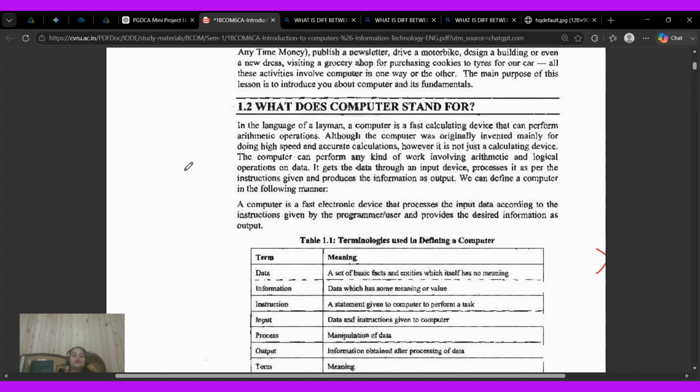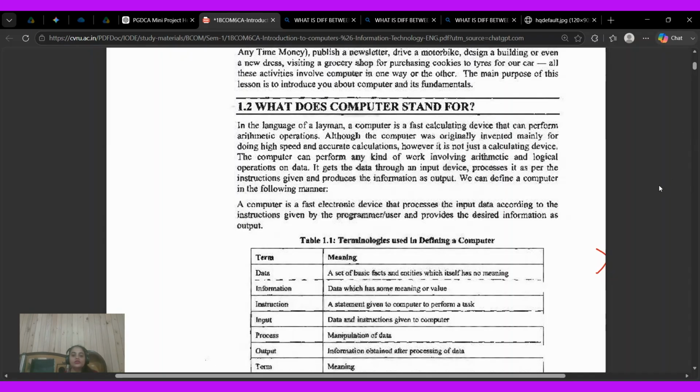We can define a computer in the following manner. A computer is a fast electronic device that processes the input data according to the instructions given by the programmer or user, and provides the desired information as output. Fast means very quick. It runs on electricity and electrical signals, so it's an electronic device.